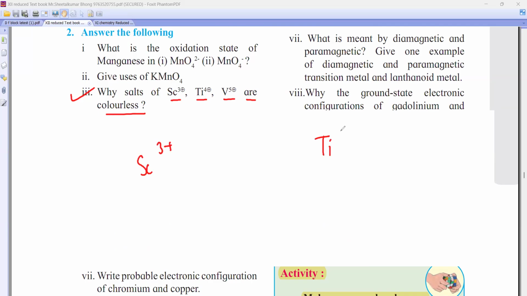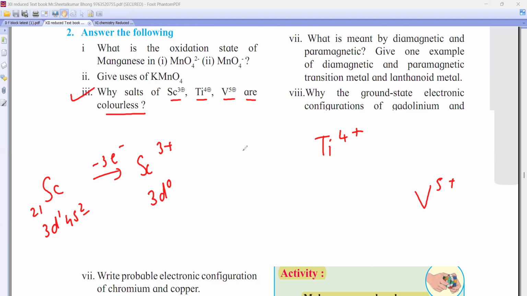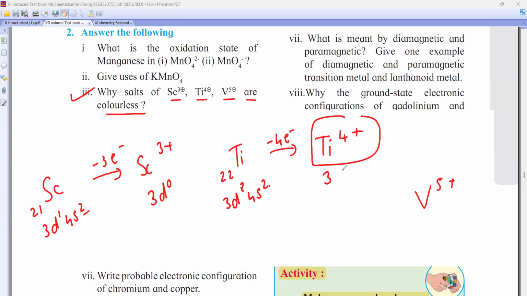Because they all are diamagnetic. No, we should not write diamagnetic here. Ryan, scandium is 21, so 3d1, 4s2. It loses 3 electrons, 2 from here and 1 from here. So what will I get? d0, colorless. Titanium is 22, 3d2, 4s2. How many electrons will it lose, Ryan? 2 from here, 2 from here. So it loses 4 electrons. So what will you get? d0, yes.